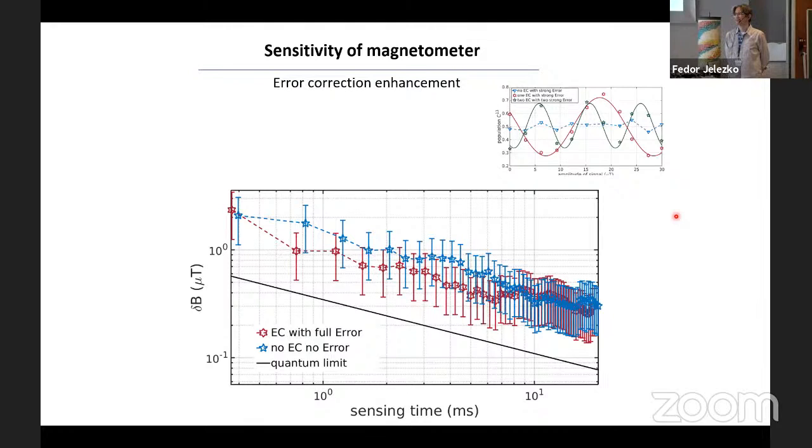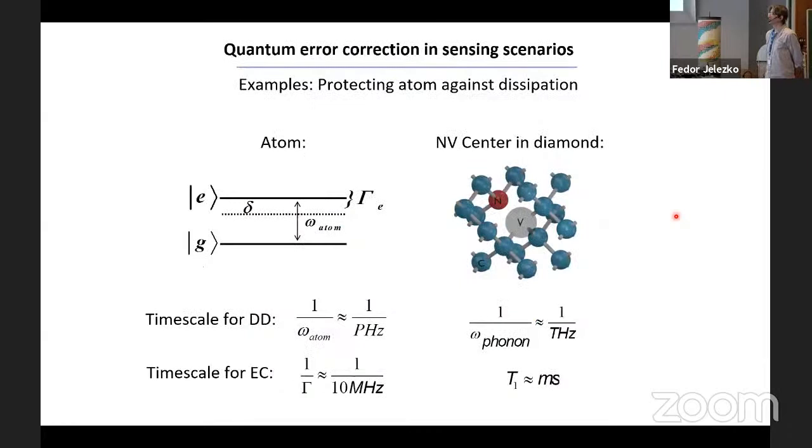All right, so let's go ahead. We continue with quantum sensing, and we have discussed the application of error correction for improving sensitivity. Here we again see the results: you recover the sensitivity of a quantum sensor in the presence of noise. And to conclude this topic, I would like to highlight what you can do with quantum error correction and what you cannot do with dynamical decoupling.